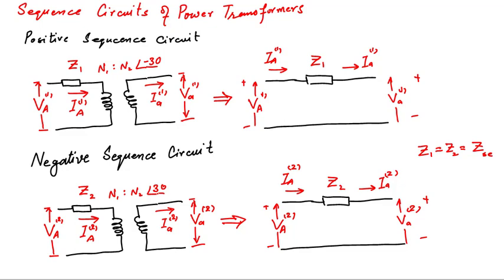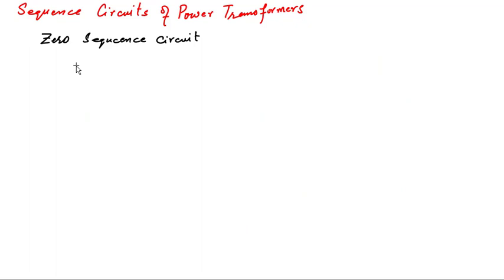Now we are going to discuss the zero sequence circuit. The zero sequence circuit depends upon the configuration of the winding of the transformer. So here we will have to discuss all the possible types of winding that could be in a transformer one by one. So before going into the details of zero sequence circuit of the power transformer, here we want to discuss the basics of the transformer.